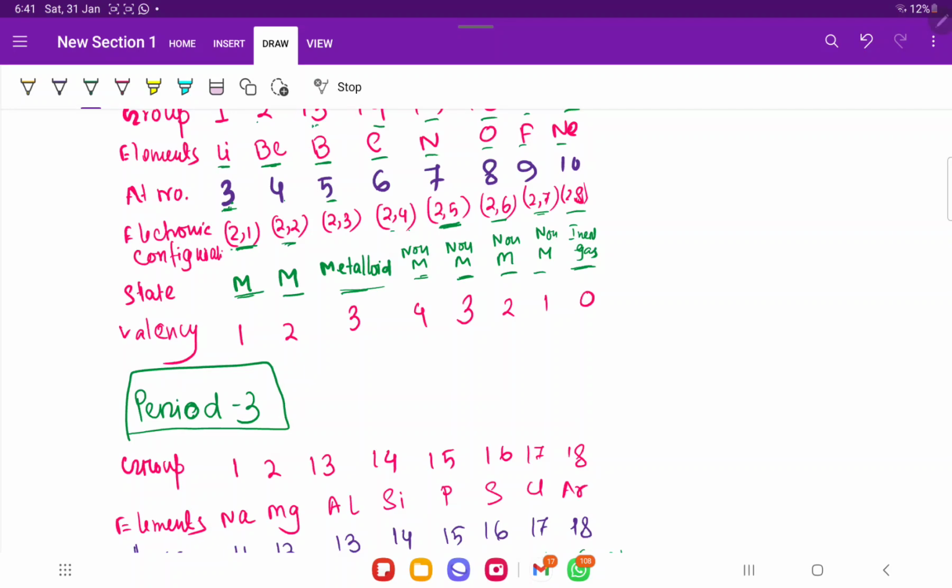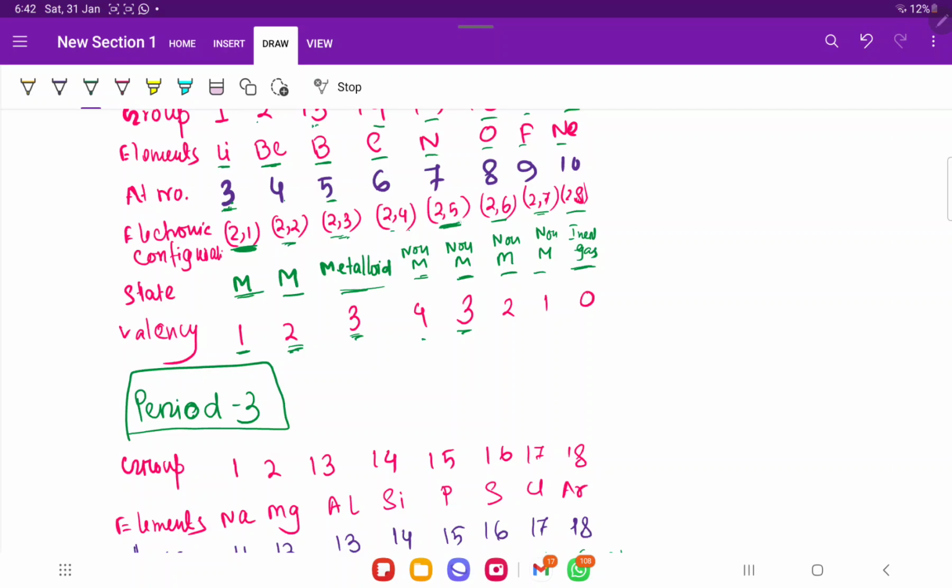In the case of lithium, the configuration was 2, 1. So if 1 electron is donated by lithium, it can get the configuration of helium, so the valency is 1 here. In the case of beryllium, the valency is 2 here, right? In boron, if you see, 3 electrons are there, so the valency is 3. In carbon it is 4.